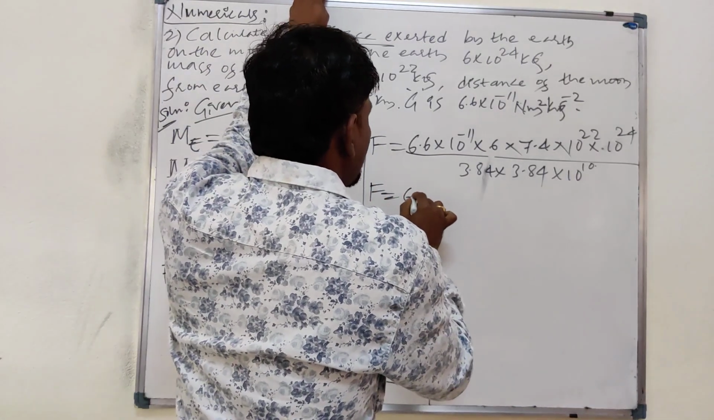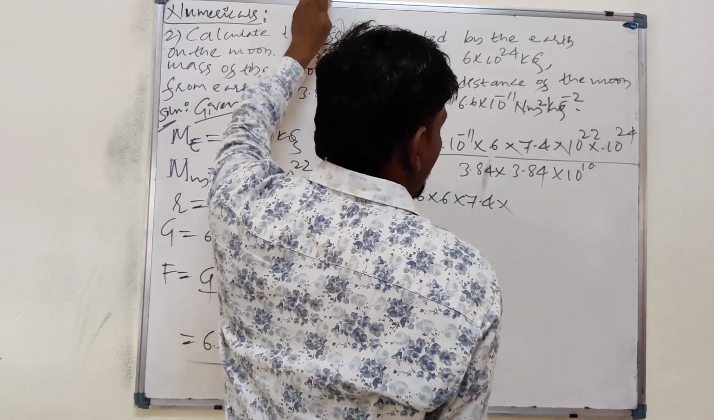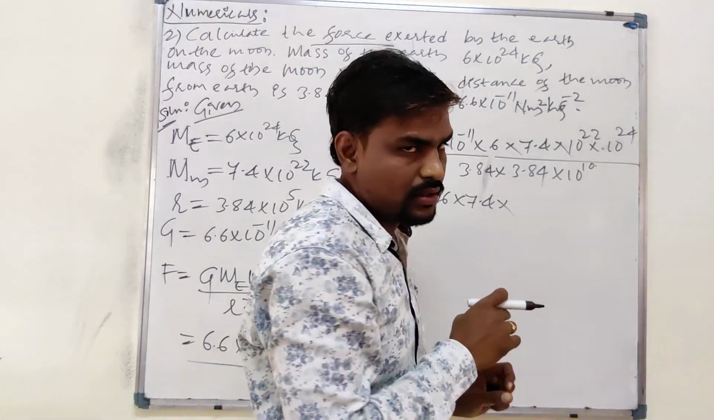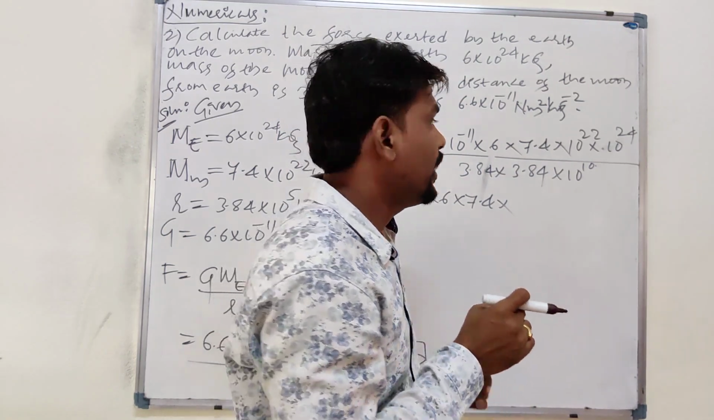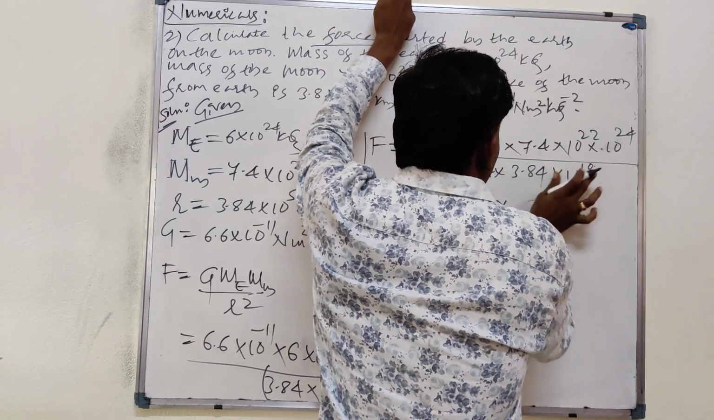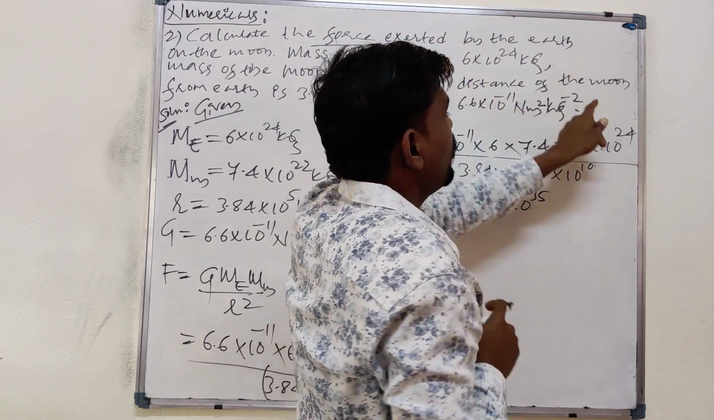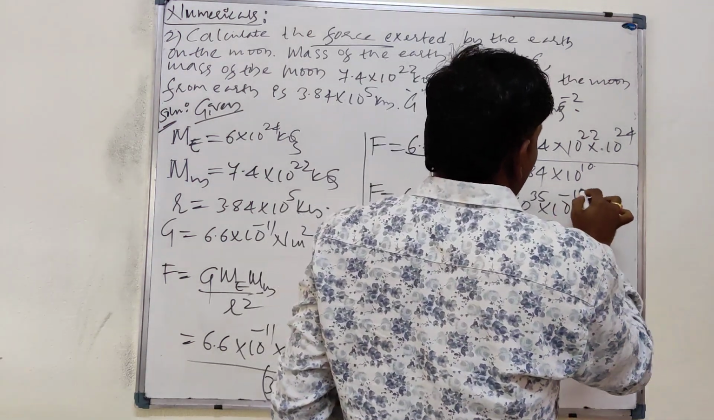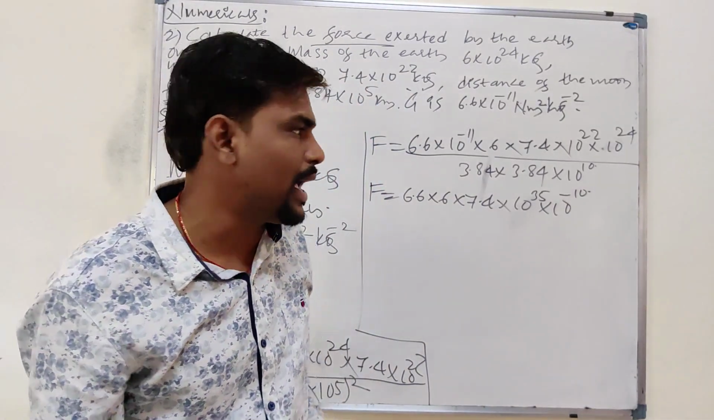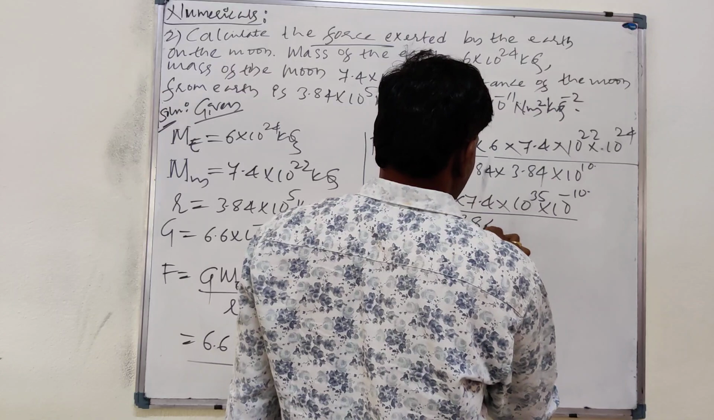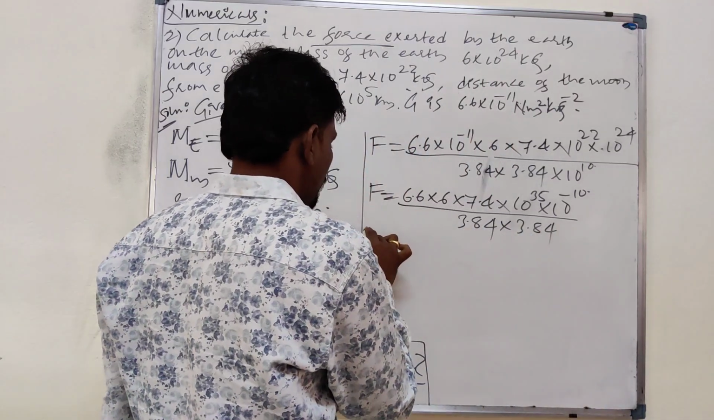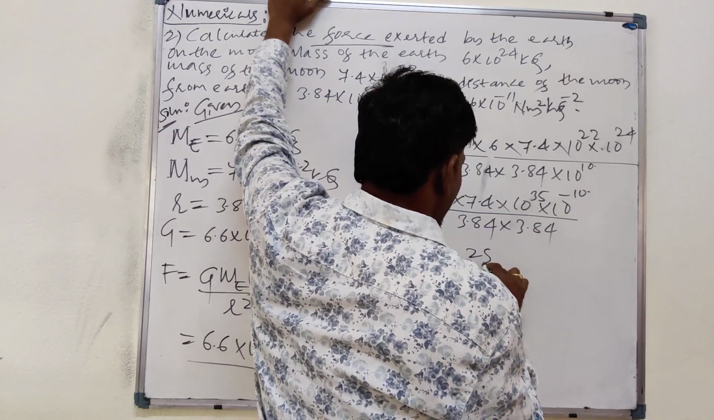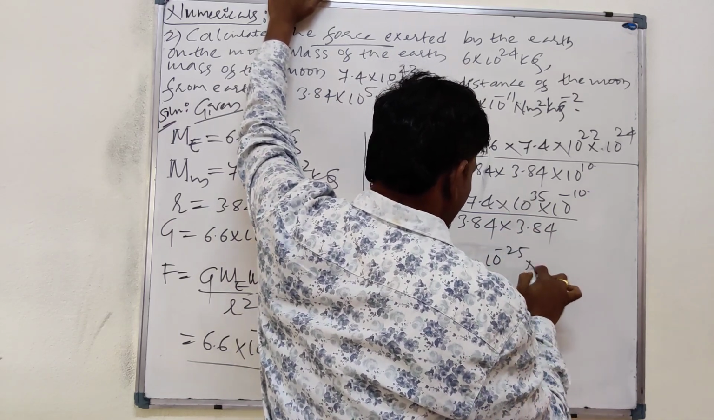Now see, F is equal to 6.6 into 6 into 7.4, and 24 plus 22 is 46. 46 minus 11, extra 3, that is 35. So that is 10 raised to 35. And divided by 3.84 into 3.84, into 10 raised to 10. Once again, here see, 35 minus 10 is 25. So 10 raised to 25 newton.